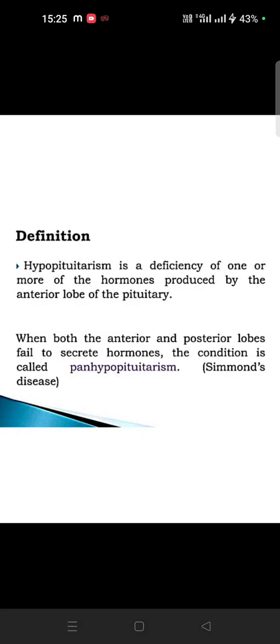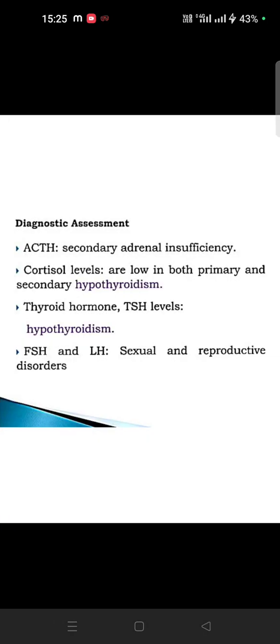Then next, hypopituitarism. Hypopituitarism means deficiency of one or more hormones produced by the anterior lobe of the pituitary. When both the anterior and posterior pituitary fail to secrete hormones, it is called panhypopituitarism, also known as Simmonds disease. Okay, so diagnostic assessment: ACTH.